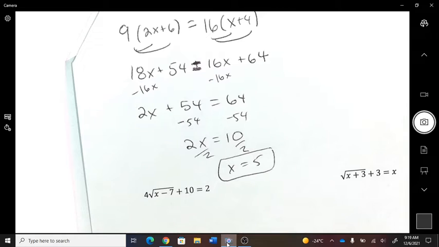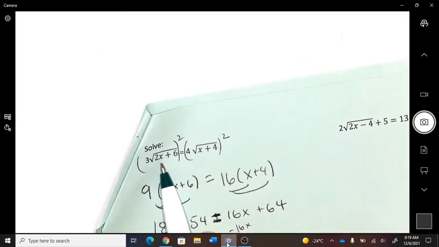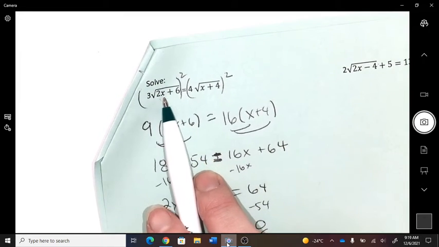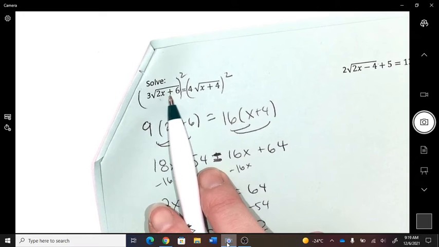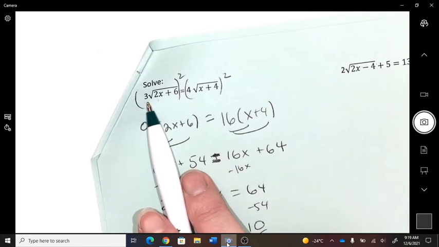Okay, so I would highly recommend checking your answers. Sometimes they actually don't work. I feel confident that this one is going to by looking at it, but let's check it out. So if x was 5, 2 times 5 is 10 plus 6 is 16. The root of 16 is 4. 4 times 3 is 12.